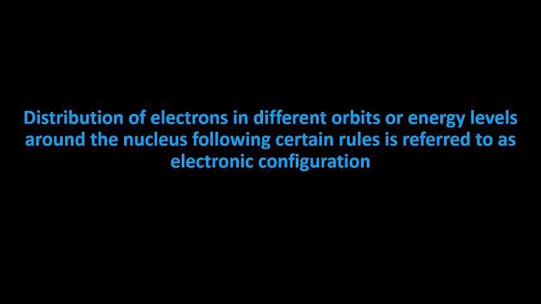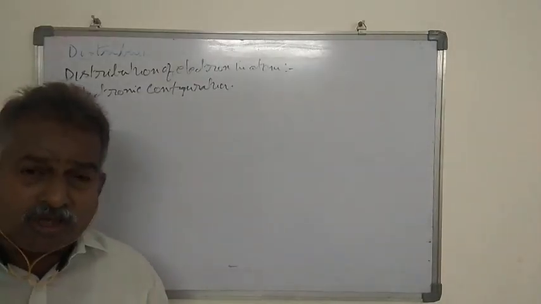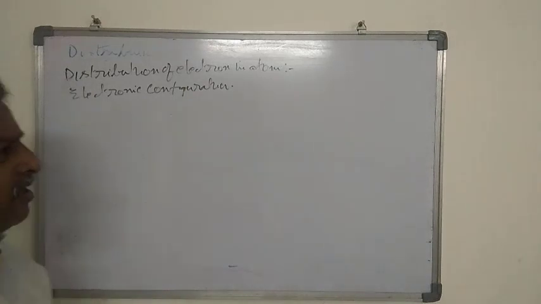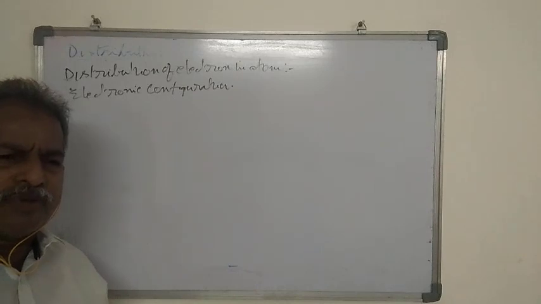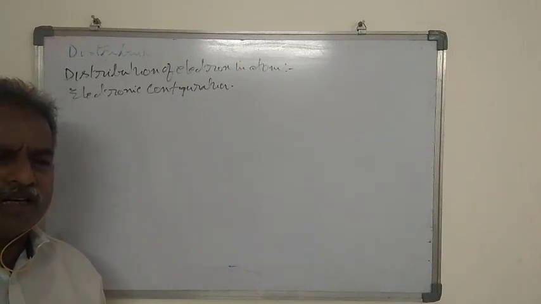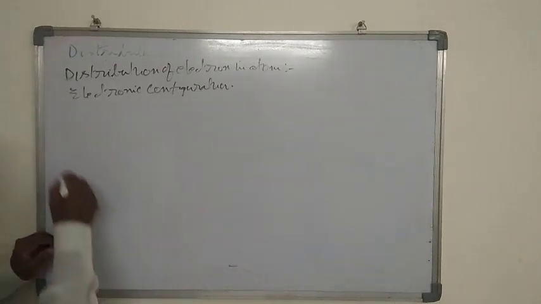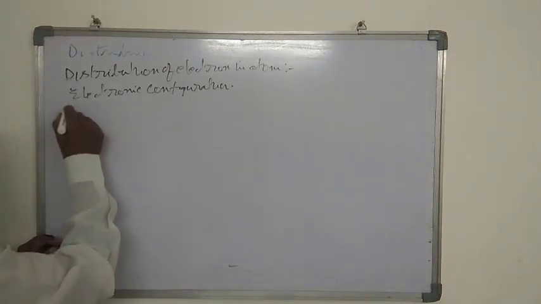Let us discuss electronic configurations in this chapter. The distribution of electrons in different orbits and energy levels around the nucleus, following certain rules, is referred to as electronic configuration. As stated in Bohr's model, each circular orbit has a definite number of electrons. That means each orbit can accommodate a fixed number of electrons, and beyond that, electrons do not go into that orbit. Now let us see certain rules.